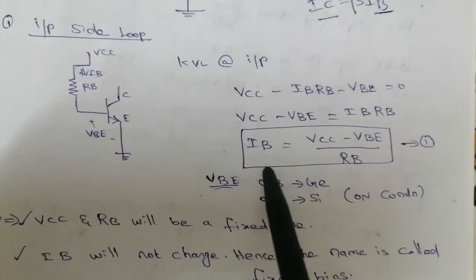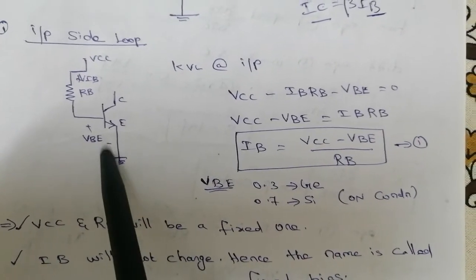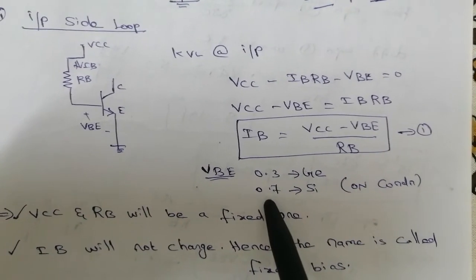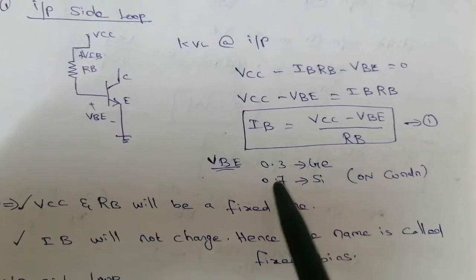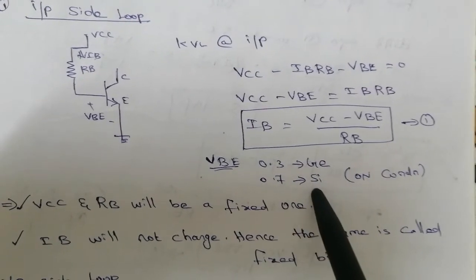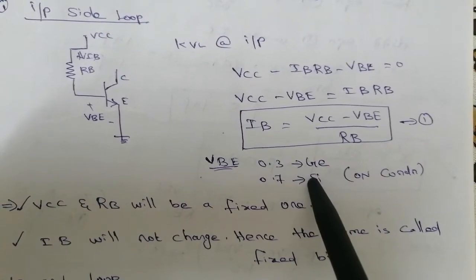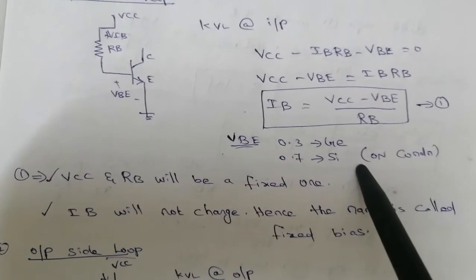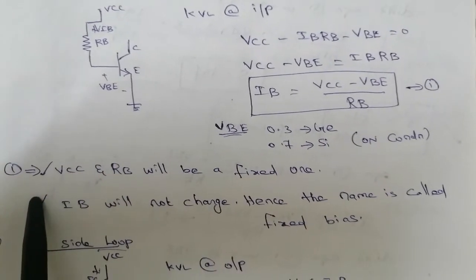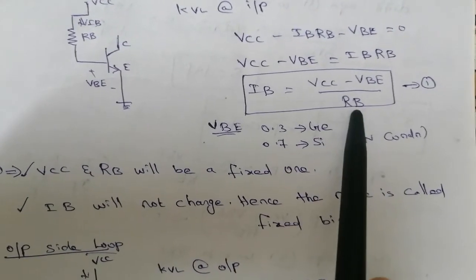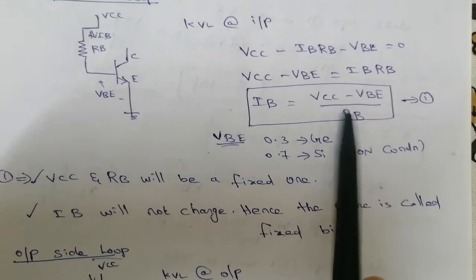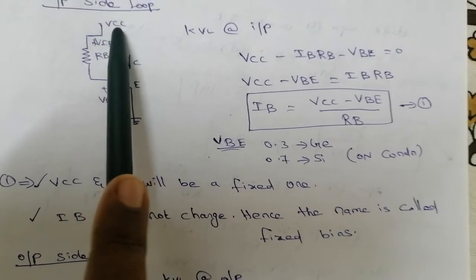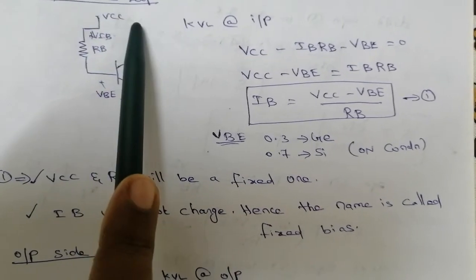So we know base emitter voltage is 0.3 for a germanium transistor and 0.7 for a silicon transistor. Already we know that when the transistor is in the on condition, there is this base emitter voltage. Now from equation 1, VCC and RB will be fixed values, right? For example, VCC is 5 volt, it is never going to change. That is, VCC equal to 5 volt is a constant.